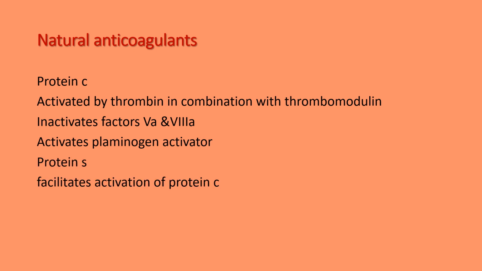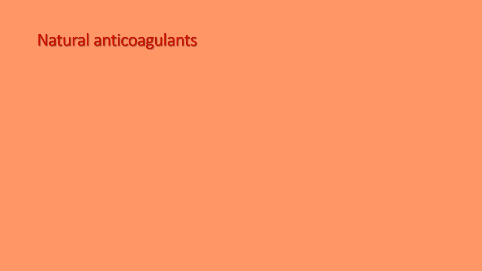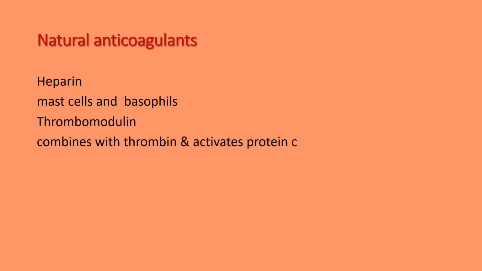Protein S also acts as a natural anticoagulant. It facilitates the activation of protein C. Heparin is an important natural anticoagulant. It is produced from the mast cell and basophils. And thrombomodulin combines with thrombin and activates protein C. So thrombomodulin also acts as a natural anticoagulant.